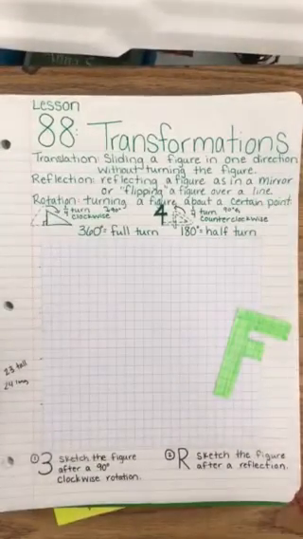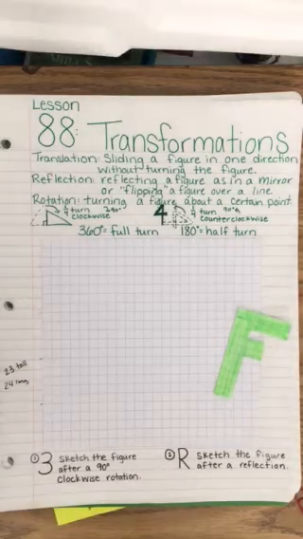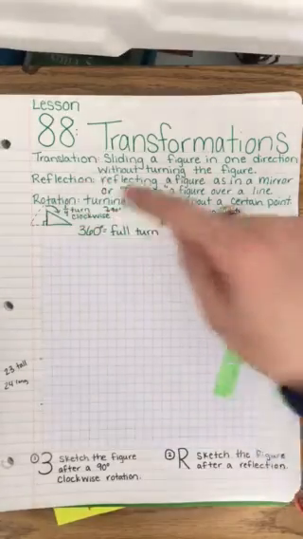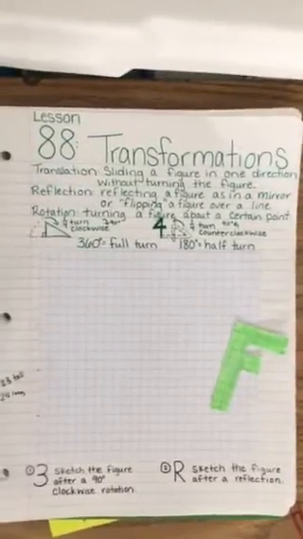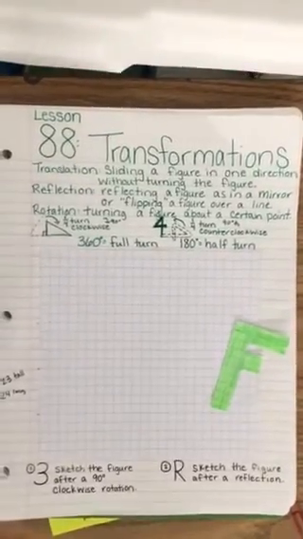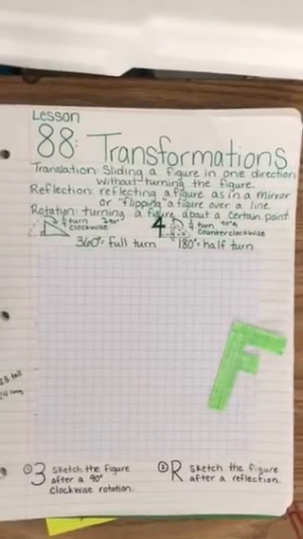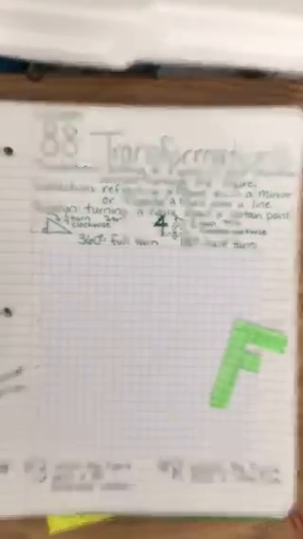Lesson 88, all about transformations. So the first thing that we're going to do is write down these three definitions. We have first the definition of translation, which is sliding a figure in one direction without turning the figure.